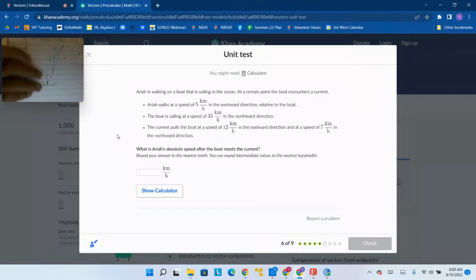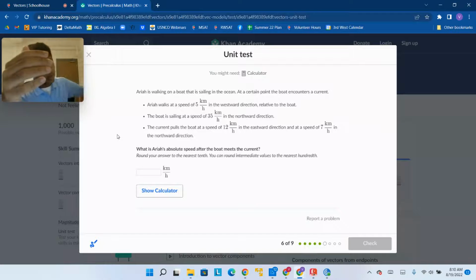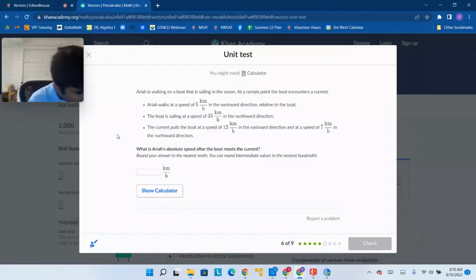Okay, so I have the 5. This is her walking westward. This is the 12 eastward current. This is a 35 for the boat, the 7 for the current. So I'm going to add that stuff up, and I end up with 7 in the eastward direction for the horizontal, and I get 42 in the northward direction. Alright, now I'm trying to find the absolute speed, or the magnitude of this new resultant vector. That's going to be 42 squared plus 7 squared.